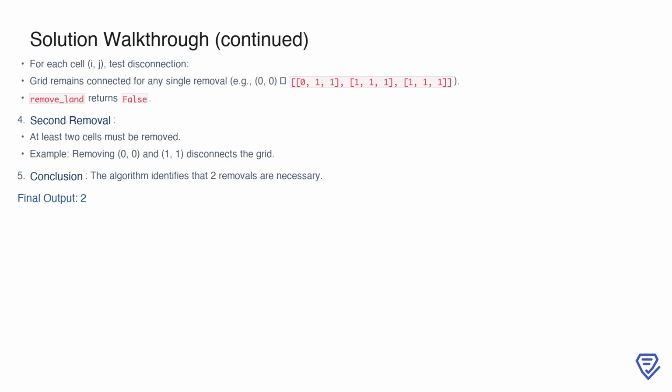For instance, removing the top left cell, 0, 0, and a central cell such as 1, 1, successfully disconnects the grid. The algorithm concludes that 2 removals are necessary, and the final output for this example is 2.